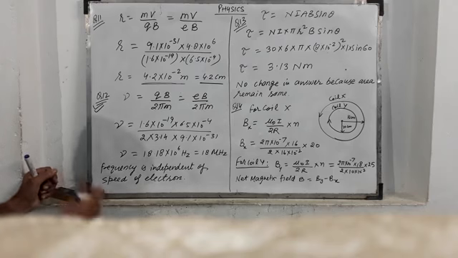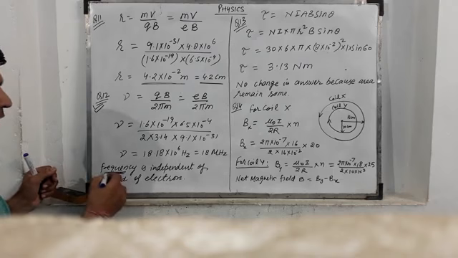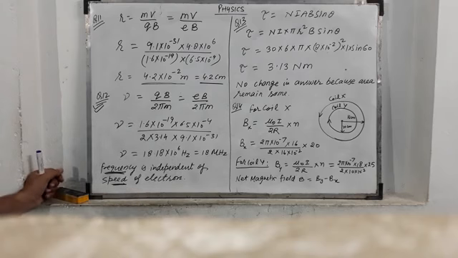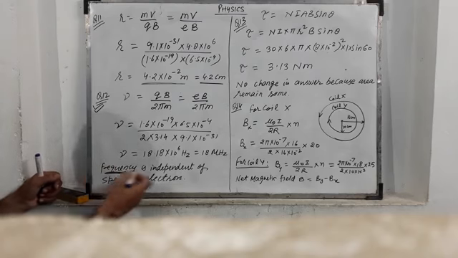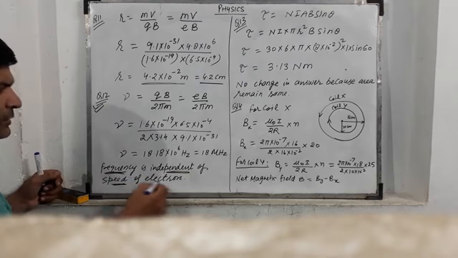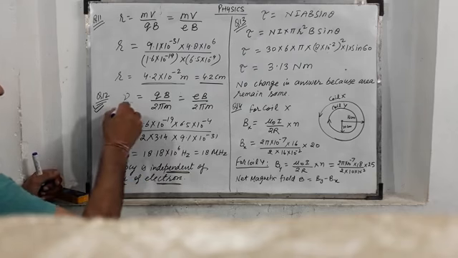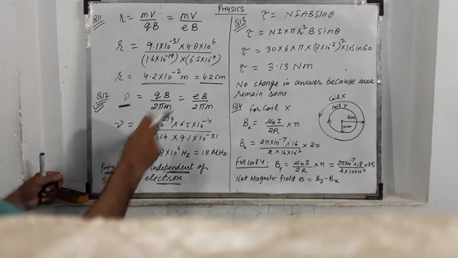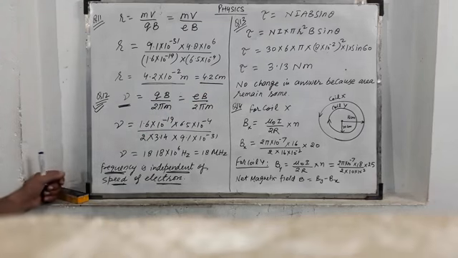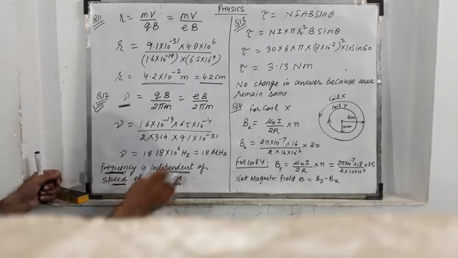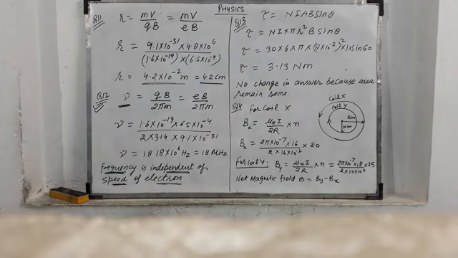Now the question is asking whether the frequency depends on speed or not. So the answer is the frequency is independent of the speed of the electron, because the formula of frequency is eB upon 2 pi m, and there is no term related to speed. So frequency is independent of speed.